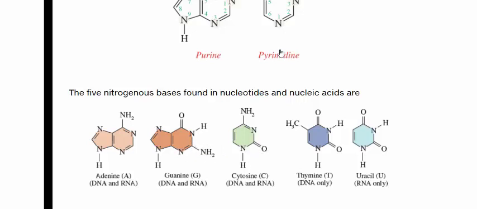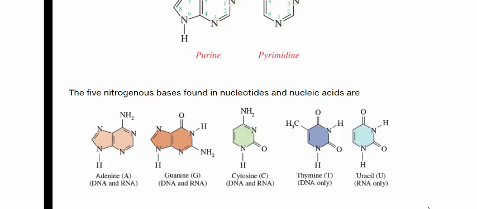Cytosine is a pyrimidine, as is thymine and uracil, and the difference between cytosine and thymine and uracil is that in the 4 position, cytosine has an amino group, thymine has a carbonyl group, and also thymine has this methyl group in the 5 position. So uracil is very similar to thymine in that it has a carbonyl in the 4 position, but just a hydrogen on that C5.